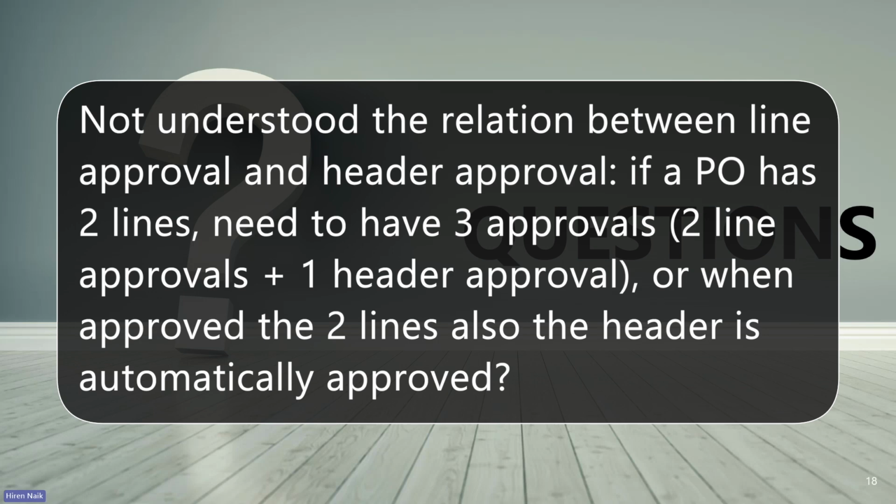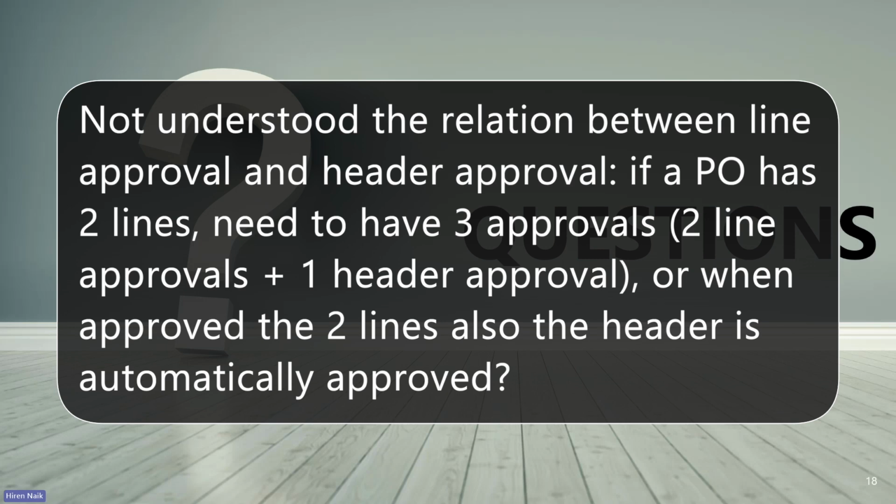So if you have enabled the line level approval, as you saw in the example, any line which is greater than $1,000 needs to go through the line level approval first. And once that is approved, then you have an option whether you want automatic header level approval or you always want to go ahead and review the header and then approve it, right? So it all depends on the workflow configuration.